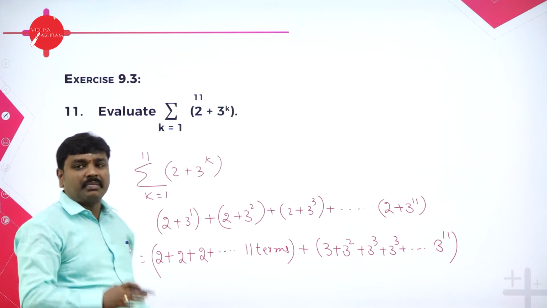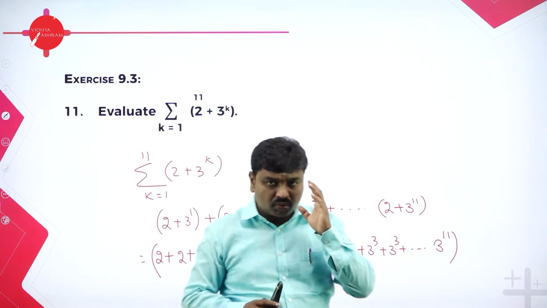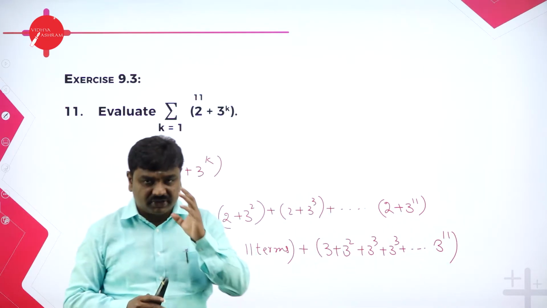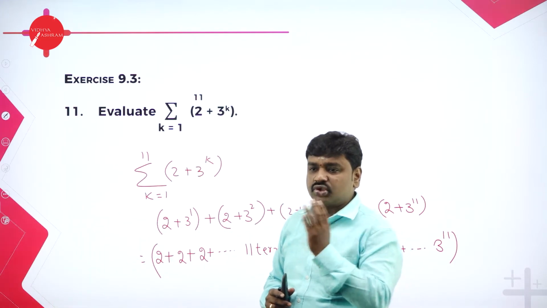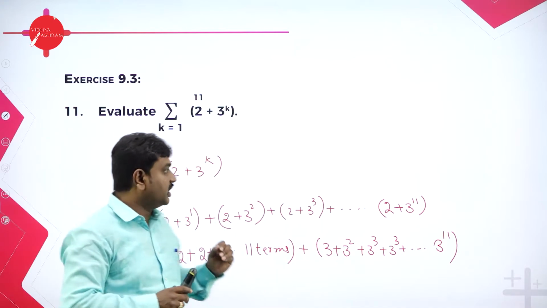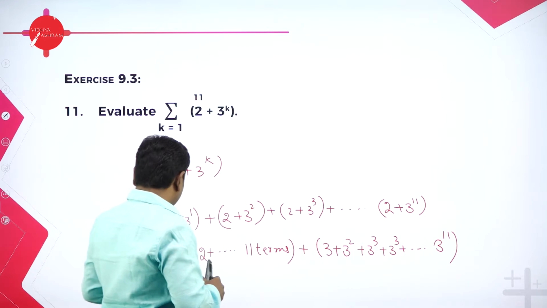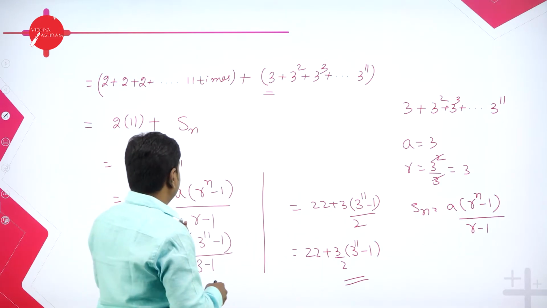So sigma means sum of where to where? k is equal to 1 to k is equal to 11. In the place of k if you put 1 you will get the first term. In the place of k if you put 2 you will get the second term. In the place of k if you put 3 you will get the third term, like that so on. So 11 terms you should add. So 2 plus 3 power 1 plus 2 plus like that. So group all 2s, 11 terms, and group all 3s, you will get the value and simplify.